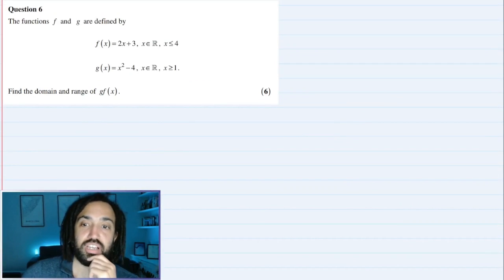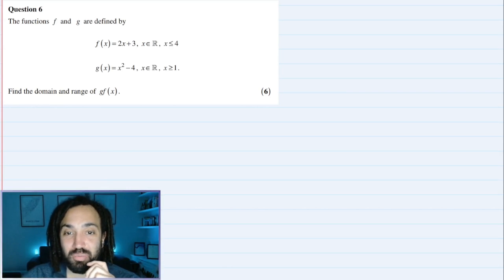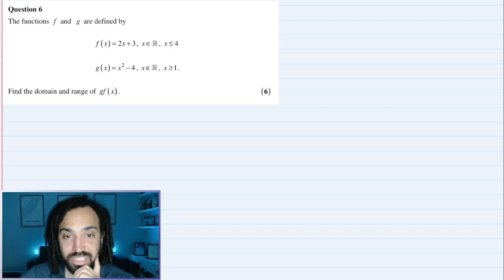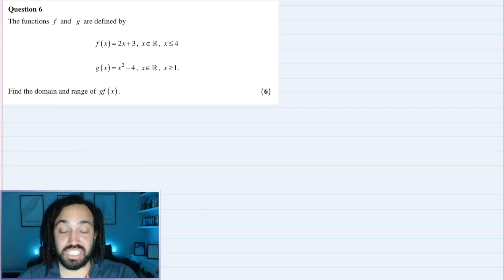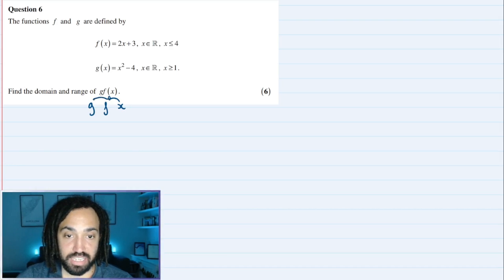Okay, the simplest looking question on the paper, but the one I think is the hardest one to explain. So not massively looking forward to this question, but I'll give it my best go. Okay, so we've got the functions f and g, and it's simply asked to find the domain and range of g of f of x. So just so we're clear, g of f of x means I put x into f, and then I put that into g.